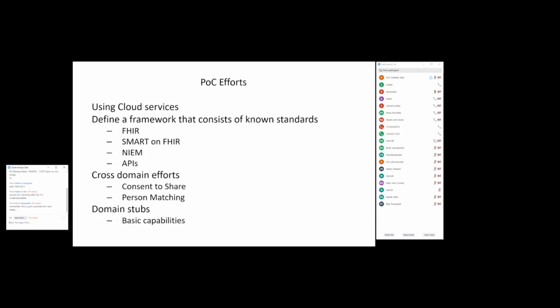So we have talked in the past about NIEM and how NIEM data models might be able to be transported over the same transport mechanisms that FHIR is, and developing APIs to be able to define concretely how you're going to be exchanging that data.